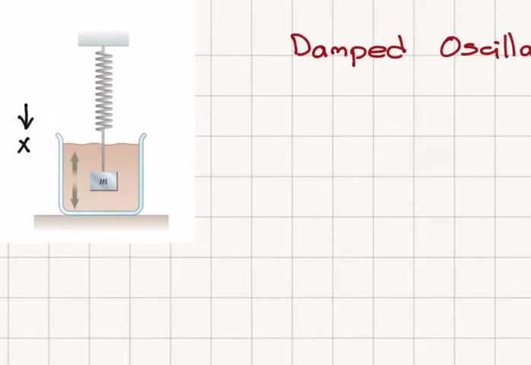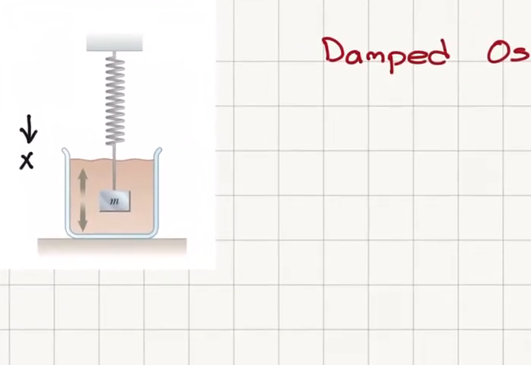So in my model system, I have a block with mass m that is attached to a spring. The spring is displaced from its equilibrium position by an amount x. When that's the case, we're going to have the spring force minus kx trying to pull the spring back. So this spring has a spring constant k. The block is immersed into a viscous liquid. So I have a viscous liquid here.